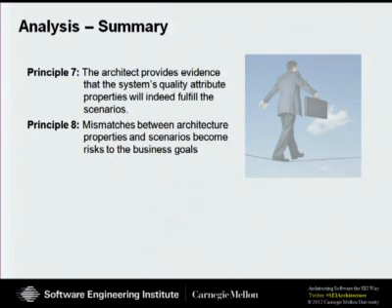So let's summarize it. To do the analysis means that the architect has to provide the evidence that the system actually possesses the quality attribute properties which will fulfill the quality attribute scenarios. And the mismatch between those properties and scenarios, that's the risk, and it is a risk that can impact the business goals.